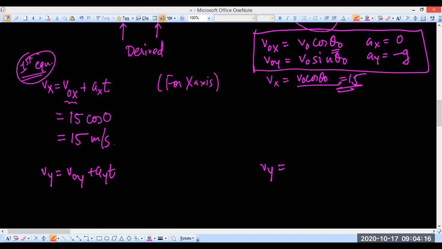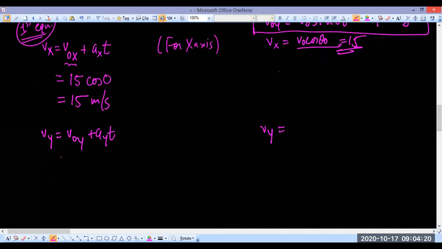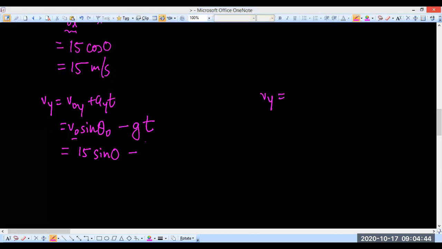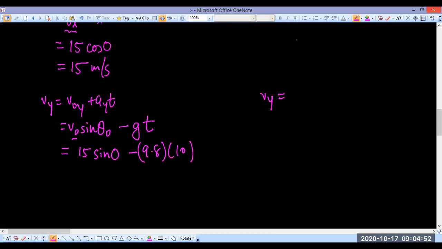Okay, let me write it. See, it is going to be v0y. v0y તો શું આવે? v0 sin theta 0, correct? And ay is minus g because we are taking downwards negative. તો આ થઈ ગયું ને, આ જ ફોર્મ્યુલા છે. So v0 is 15 sin 0 minus g, 9.8, into t, 10. Yes, that's right Nandini, that is how it works. So 15 sin 0 is 0 minus 9.8 into 10 is 98. So this is minus 98 meter per second. Clear?